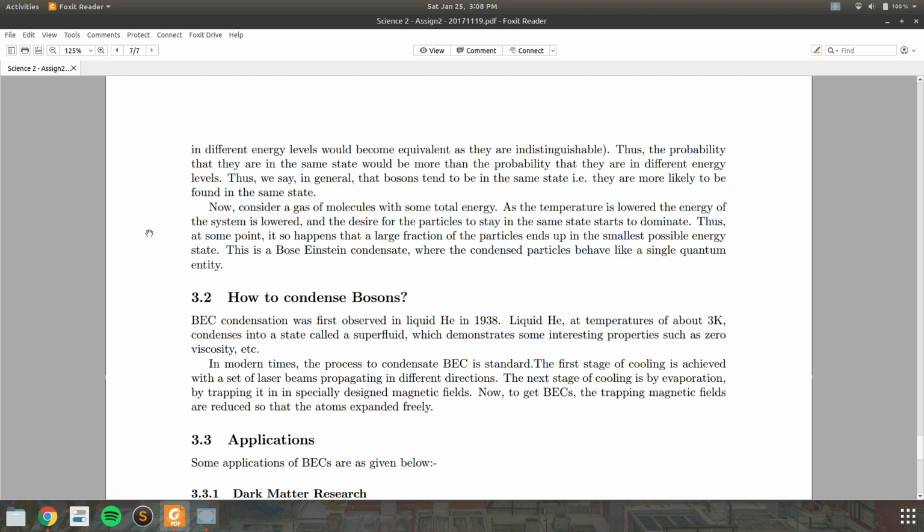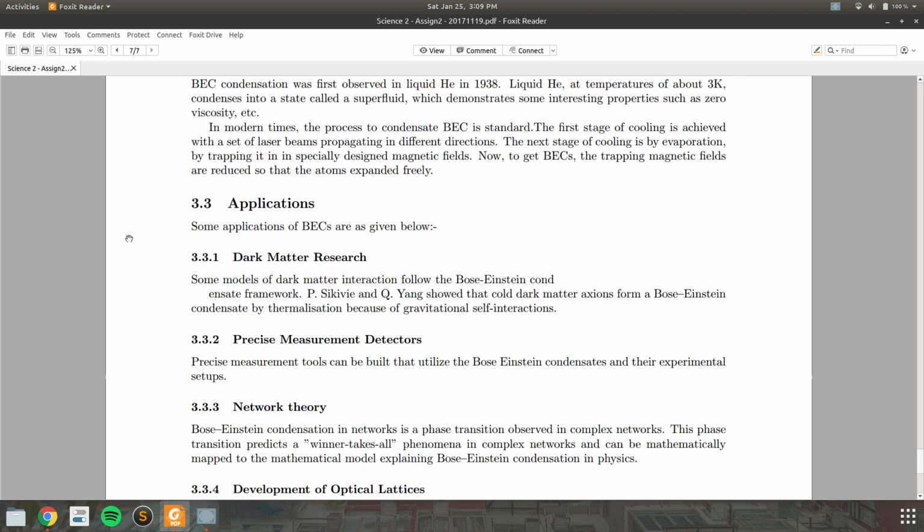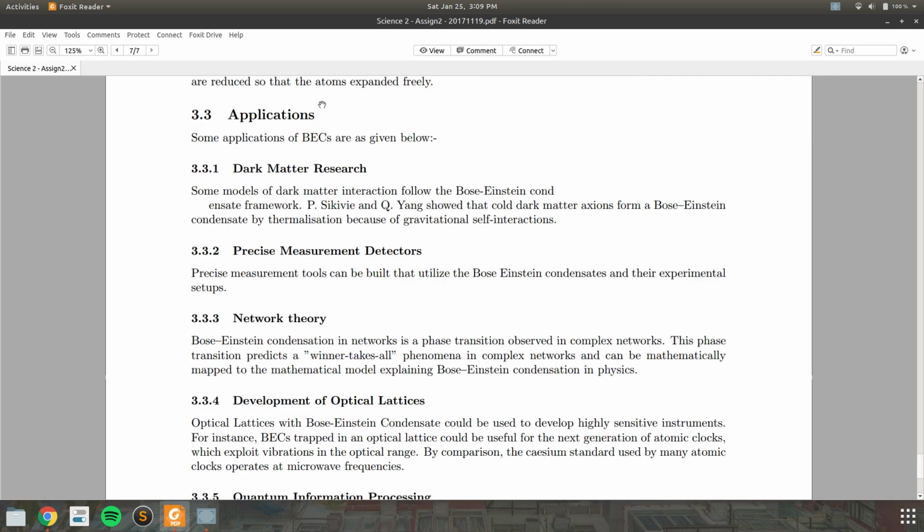So, how do we condense bosons? Bose-Einstein condensation was first observed in liquid helium in 1938. Liquid helium at temperatures of about 3 Kelvin condenses into a state called a superfluid, which demonstrates some interesting properties such as zero viscosity. In modern times, the process to create a Bose-Einstein condensate is standard. The first stage of cooling is achieved by a set of laser beams propagating in different directions. The next stage of cooling is by evaporation, by trapping the atoms in specially designed magnetic fields. Now, to get Bose-Einstein condensates, the trapping magnetic fields are reduced so that the atoms expand freely, and this is how we condense bosons. Some applications of Bose-Einstein condensates are in dark matter research.